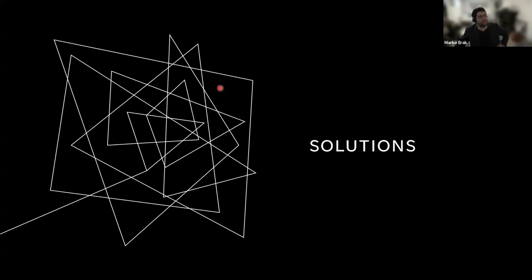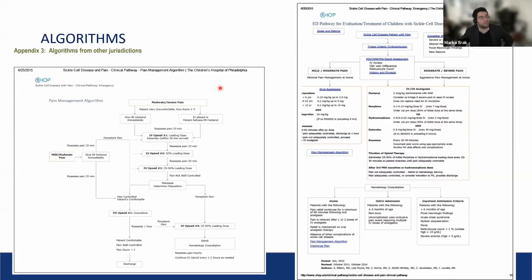So last minute or two is solutions. What can we do? Frankly, the solutions are out there. We just need to implement them. And algorithms that are evidence-based. So this comes from the Ministry of Health and Long-Term Care. They gave an example out of, where was it?